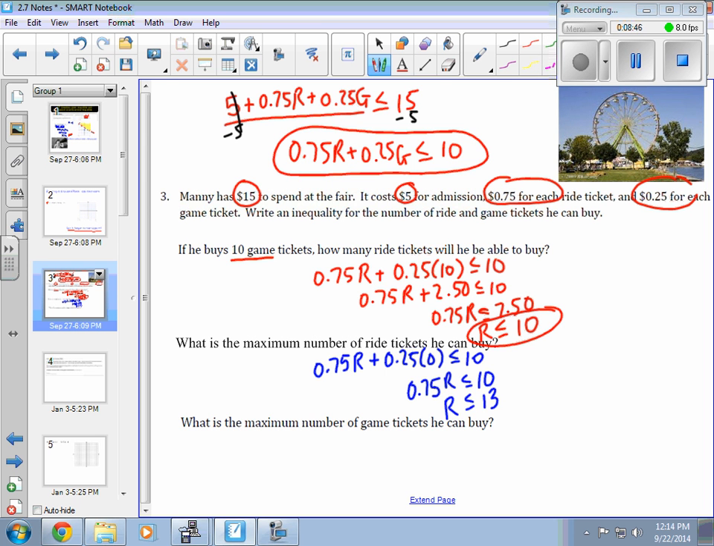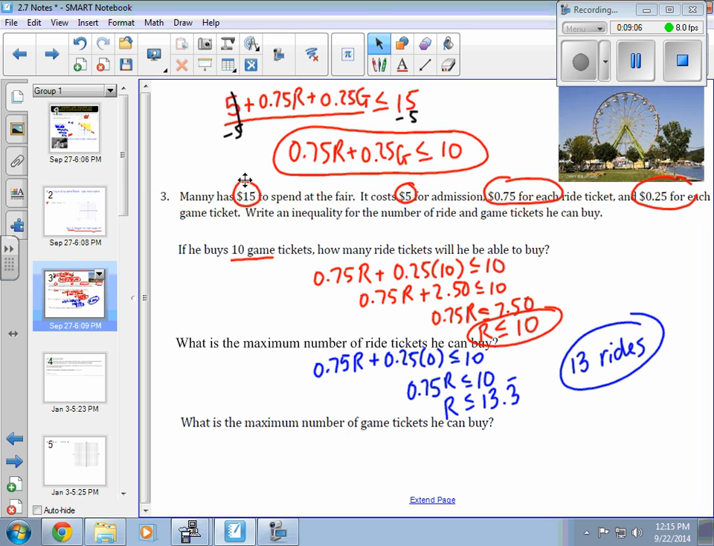You get like 13.3 repeating if you divide that out. Well, what does that mean then? Can he go on 14? No, 14 would not be less than 13.3. The maximum he can go on would then be 13 rides, because we have to stay less than or equal to that. So that would be the answer for that one.